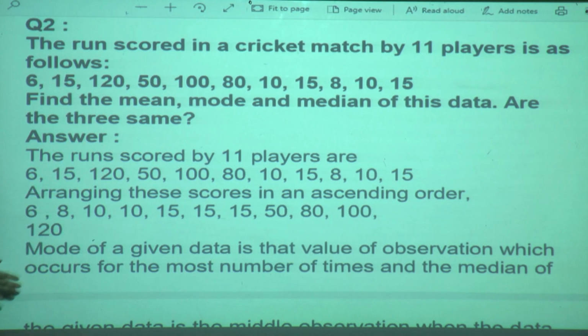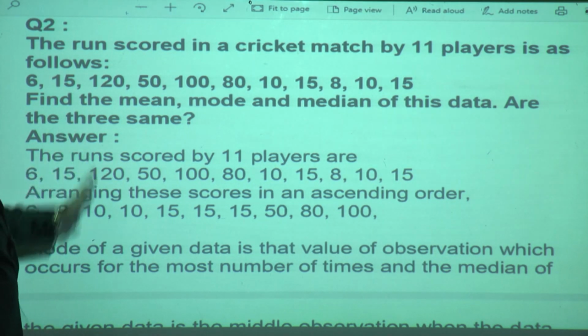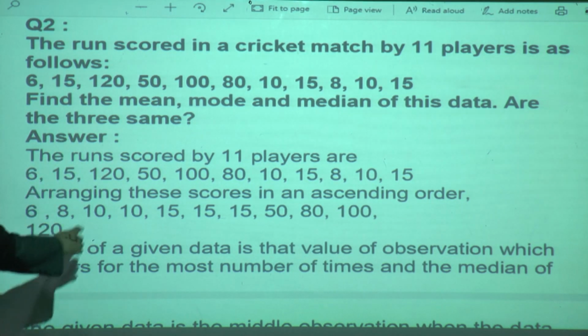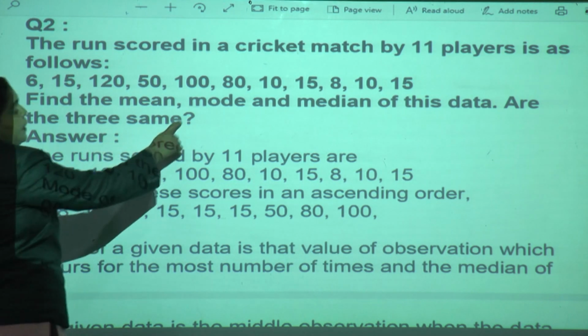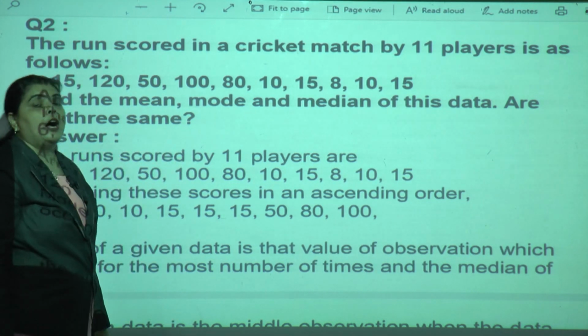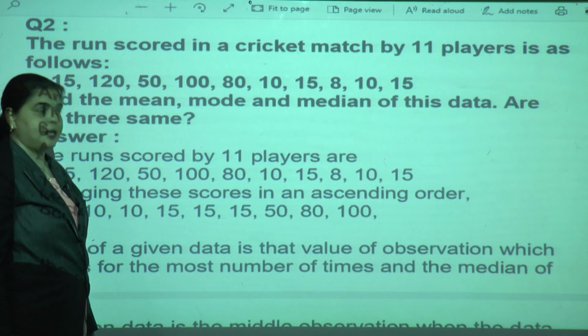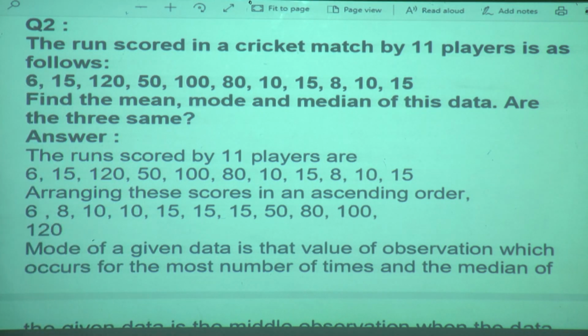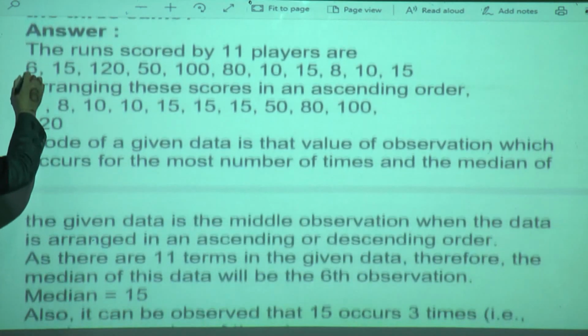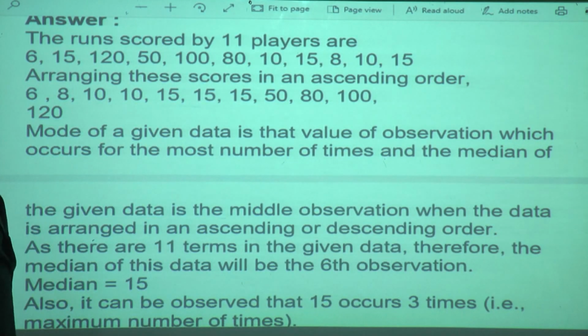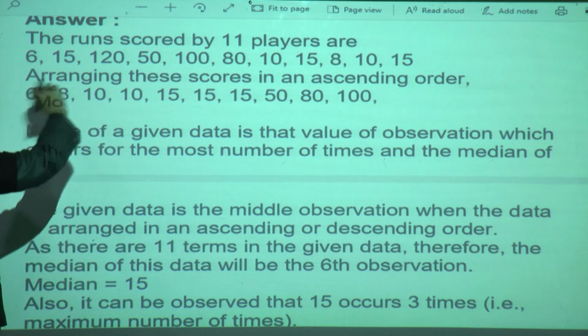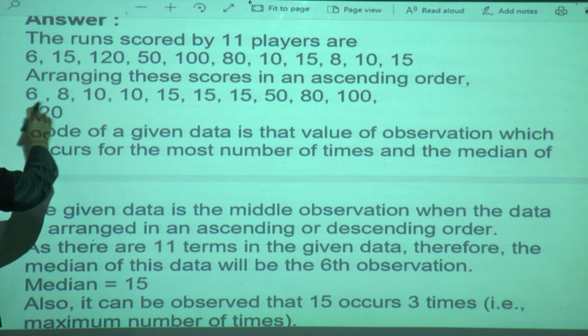We will do one by one. Here we have all three questions together. Are they the same? We can't say without doing any calculation whether they are the same. Here, the runs scored by the 11 players are given to us. The data is not in ascending order; we have written it as it is. Now we will arrange it in ascending order.